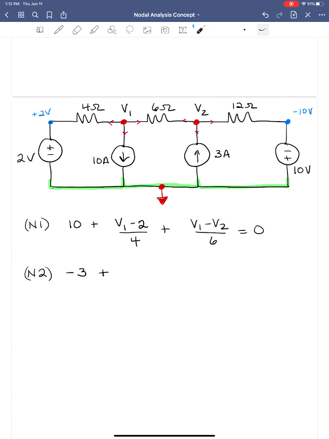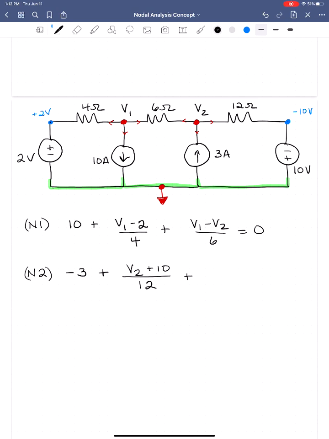Okay, so now we're going to solve for the current here. Remember, we're just finding the voltage drop across the 12 ohm resistor. We'll divide it by 12 and we'll get the current. So the voltage here is plus V2 minus a minus 10. Okay, so V2 plus 10.